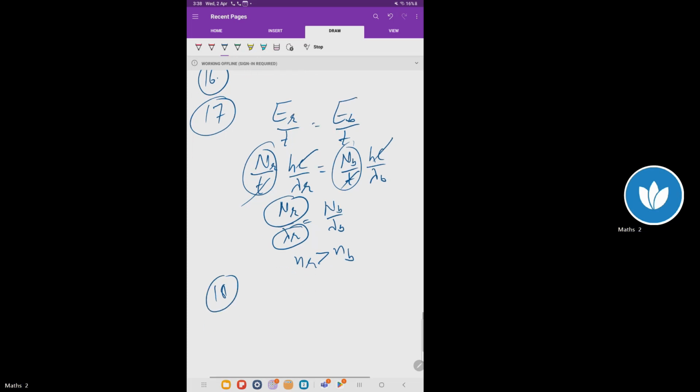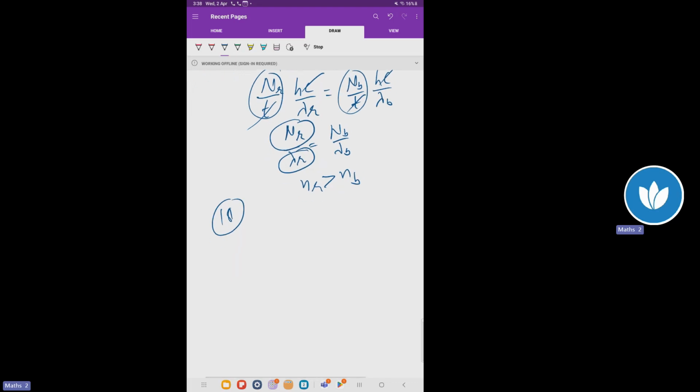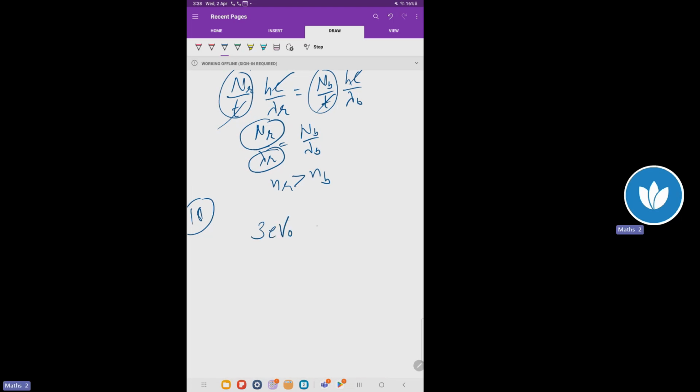18. When monochromatic light of wavelength lambda illuminates a metal surface, the stopping potential for photoelectric current is 3 V naught. So 3 eV naught is equal to hc by lambda minus phi. If the wavelength changes to 2 lambda, the stopping potential becomes V naught. So eV naught is equal to hc by 2 lambda minus phi.